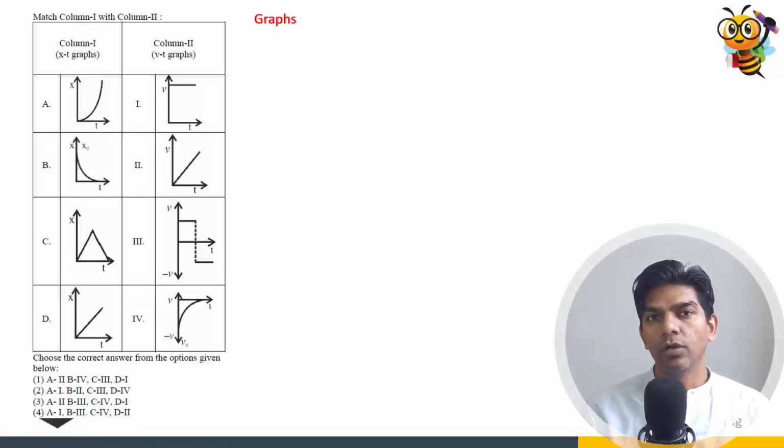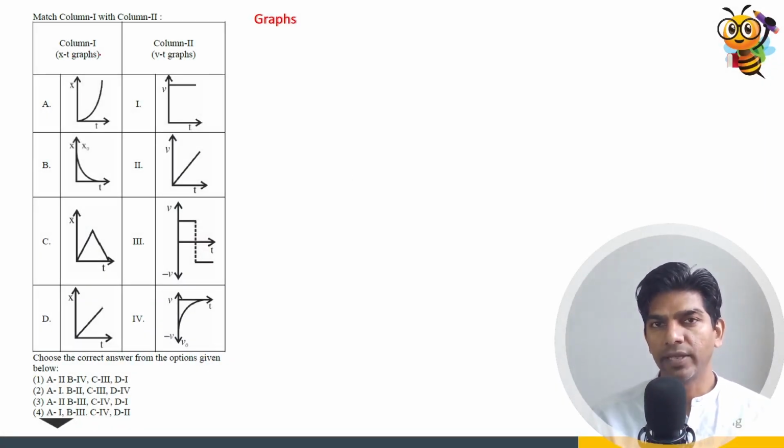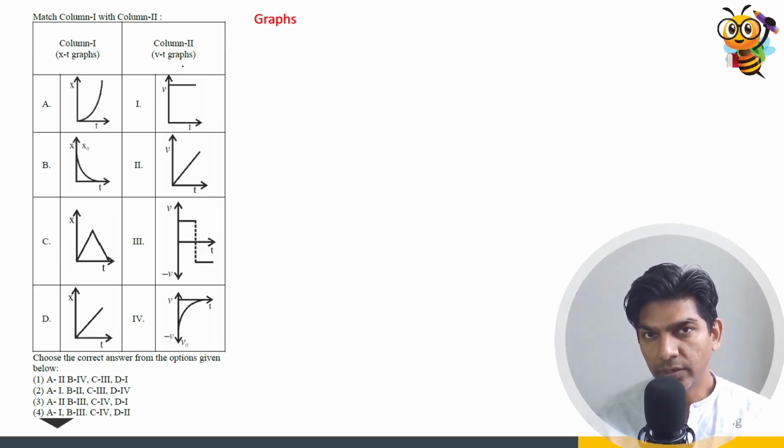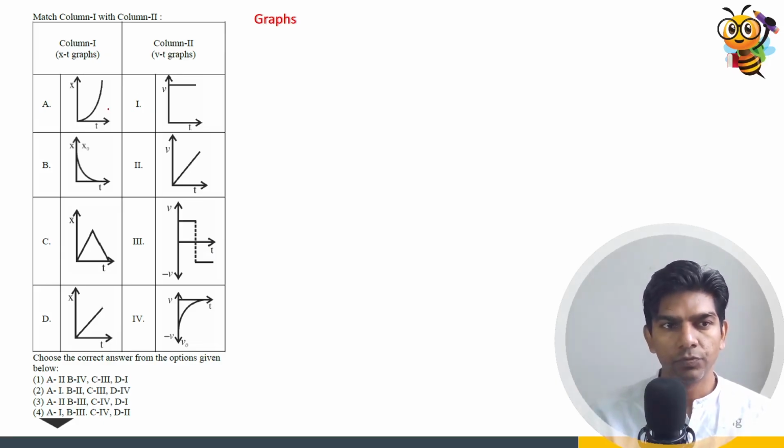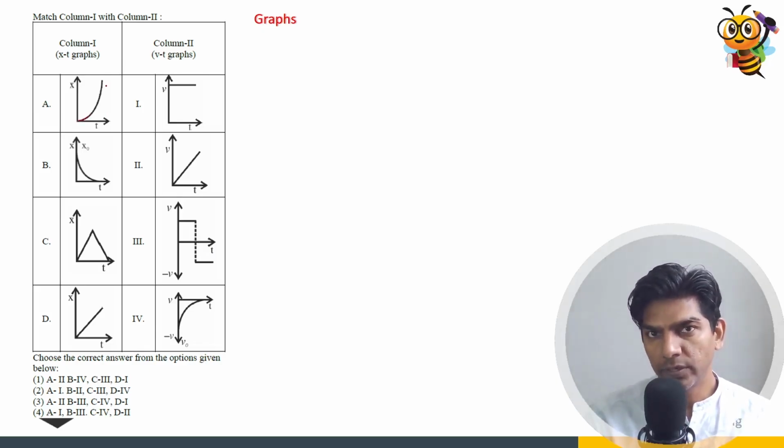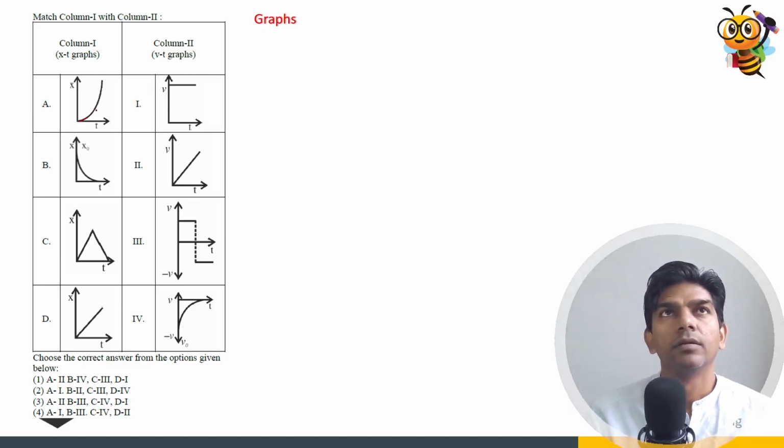Here we have given two columns. In column 1 we have given xt graphs, in column 2 we have vt graphs, and we have to match the columns. If you look at A, here the slope is continuously increasing, it means the speed is increasing, right? And it looks like a parabolic function, and we know that when x is a parabolic function of time, then the velocity time graph will be linear. So we can say A corresponds to 2.